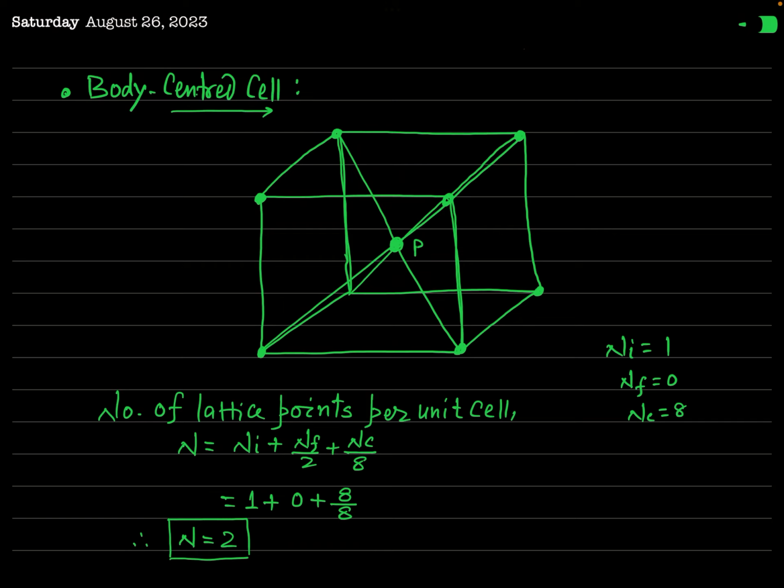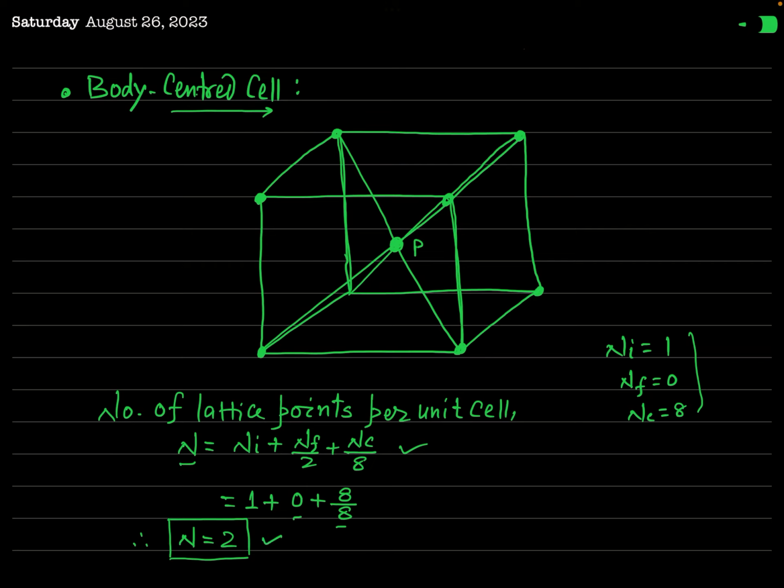Now we will substitute all these three values in this formula for getting the number of lattice points inside this unit cell. So N is equal to what? You know, this is Ni plus Nf over 2 plus Nc over 8. But Ni is 1, Nf is 0, so this is 0. And Nc is 8, so this is 8 upon 8. So this will simply be N equal to 2.